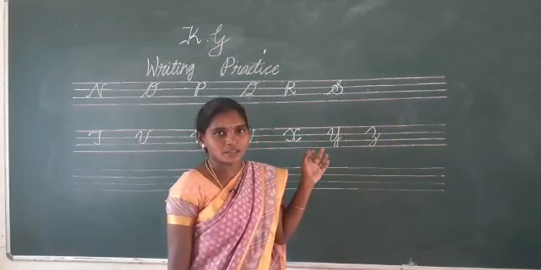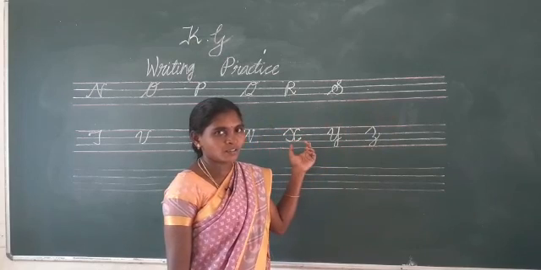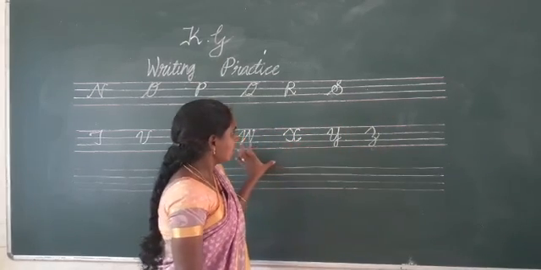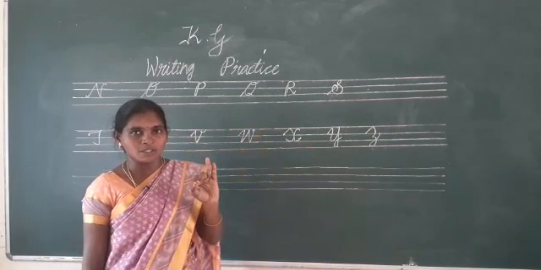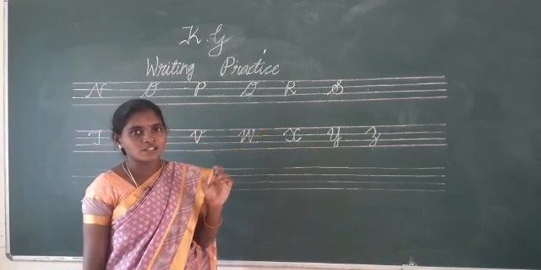Is it clear children? Do you have any doubt? Okay, good. So, practice these remaining letters in your 4-rule note two times. Okay, children, and send it to me.